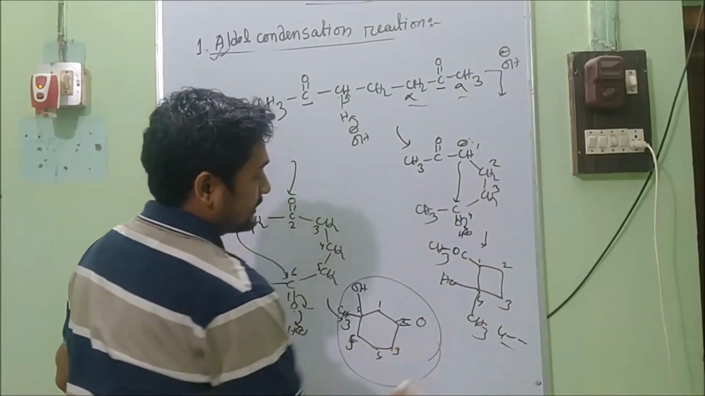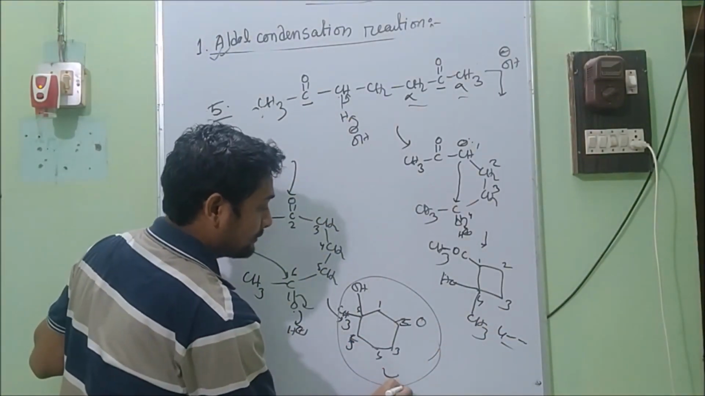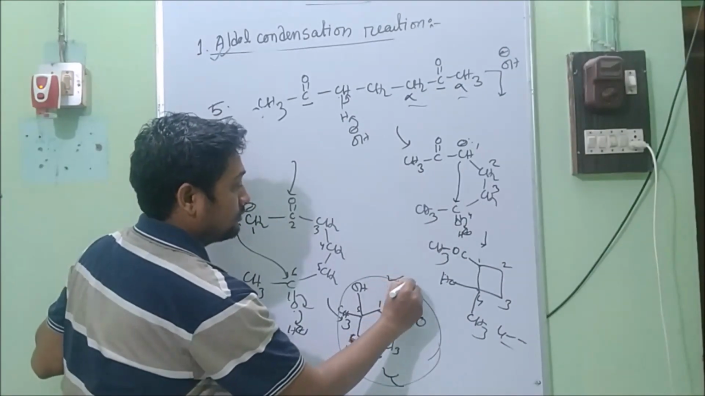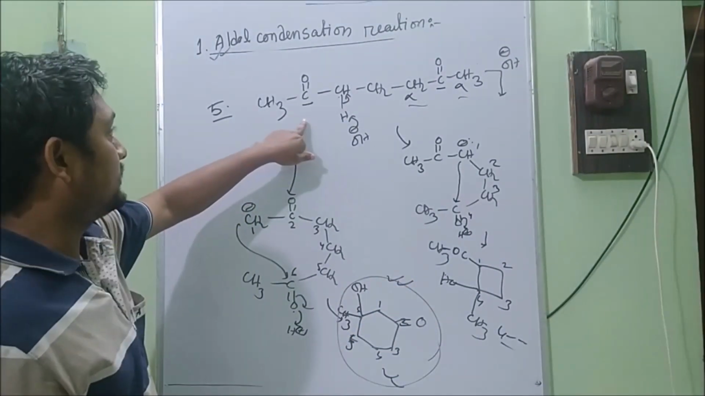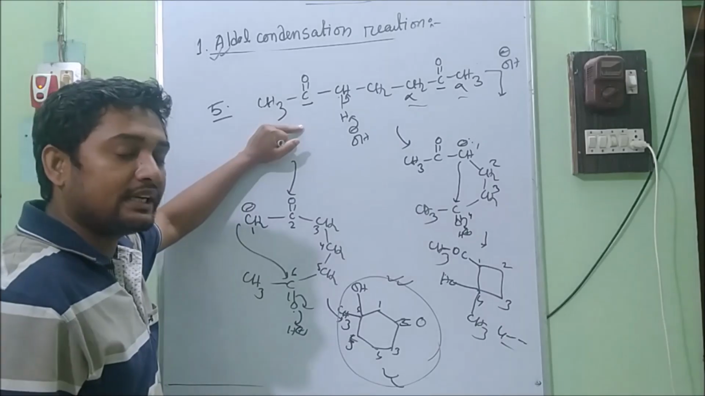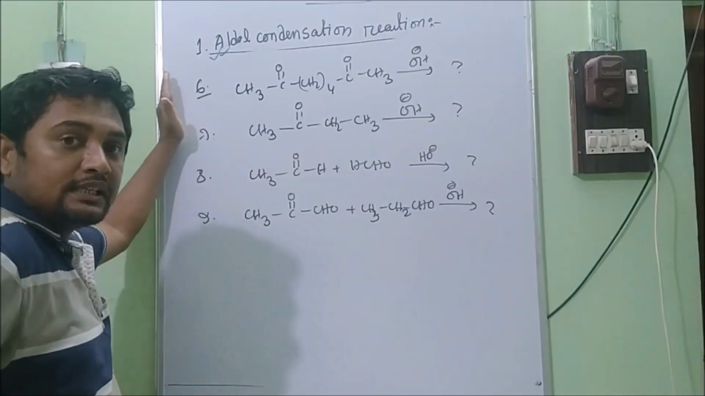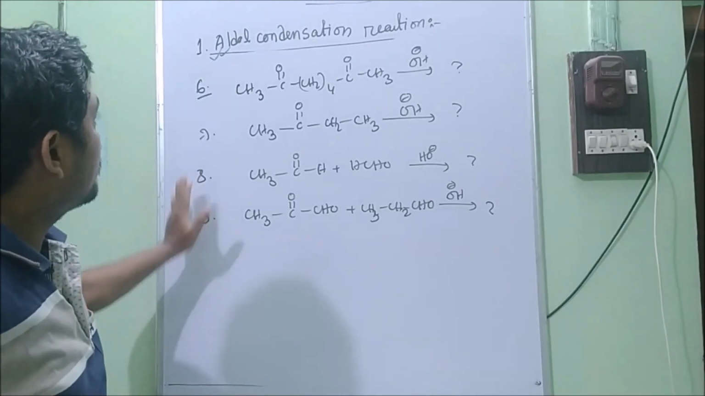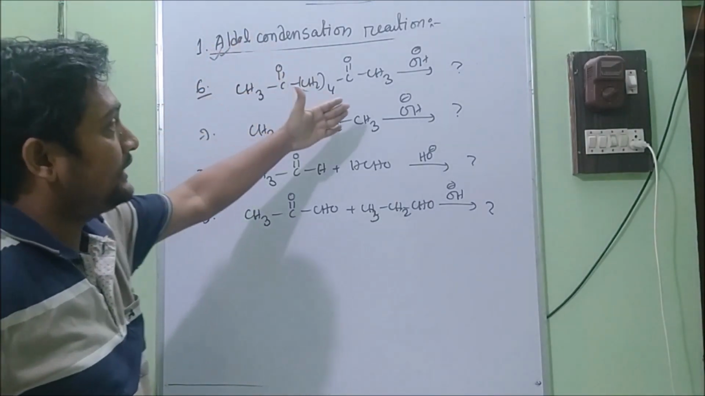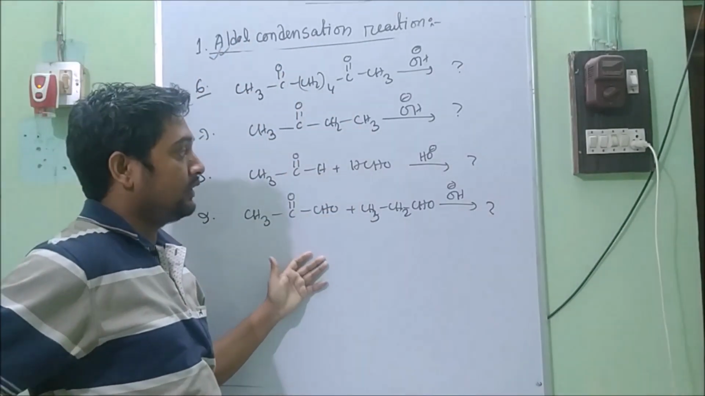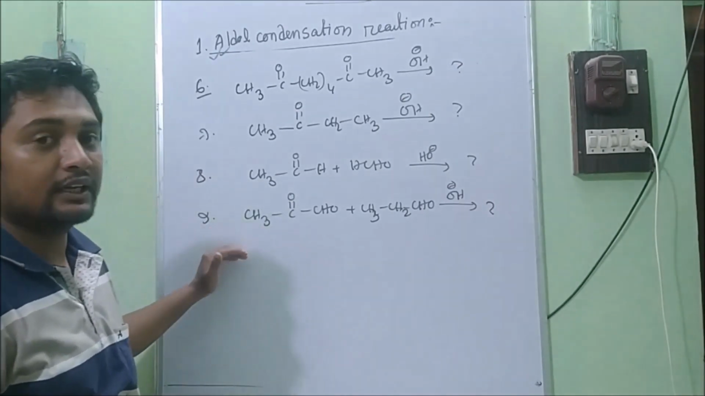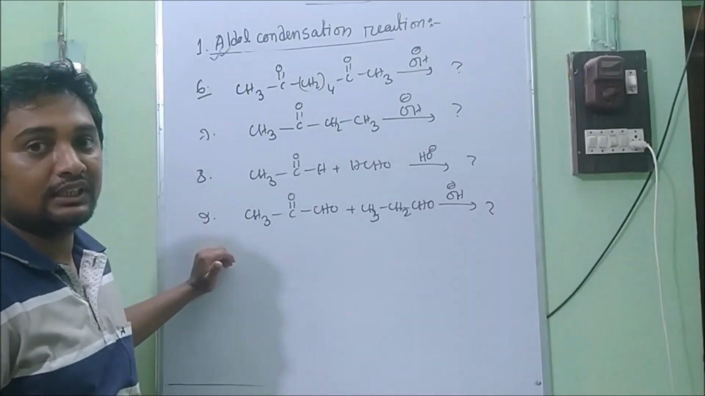So it is unstable, and the 6-member ring is more stable. So here the major product will be this one. This is another example of mixed intramolecular aldol condensation reactions. These are some reactions from aldol condensation reactions. You try it at home. If you are not able to do it, please mention in the comment box. I will do it in the next class.